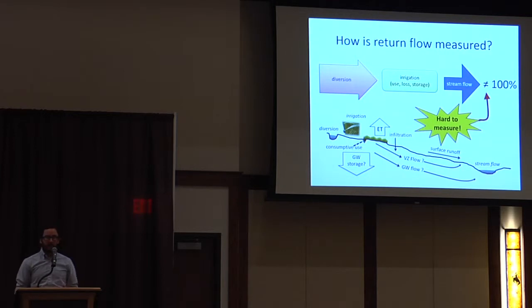But it turns out that all of these arrows are extremely difficult to measure. There are some that you could think are a little bit easier to measure, but everything has error bars, and in the end, this rarely adds up to 100%. So this is one of our main challenges, getting this to add up to 100%, because then we can actually figure out what the return flow component is.